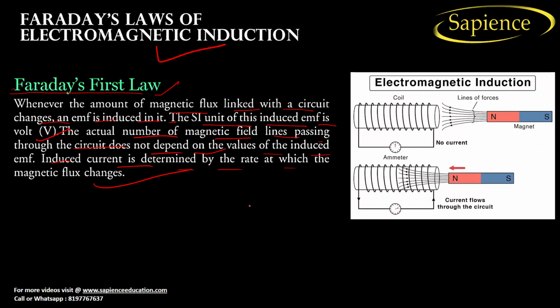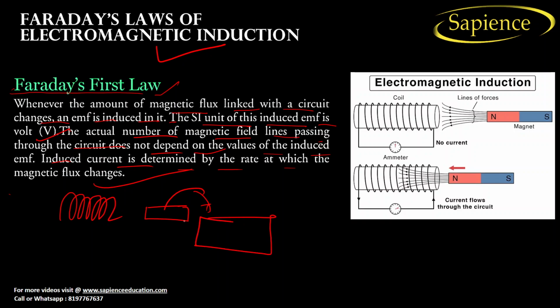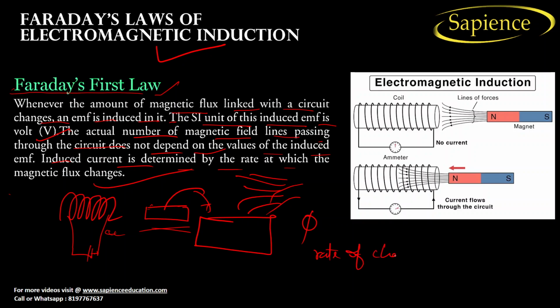So very important. Let us suppose this is a circuit. You have kept a weak magnet, and if you replace this weak magnet with a strong magnet, what will happen? No current will be induced. Current will be generated only when there is a change in the number of field lines. That is flux change, rate of change of flux. If rate of change of flux happens, then only current will be induced. This is Faraday's first law.